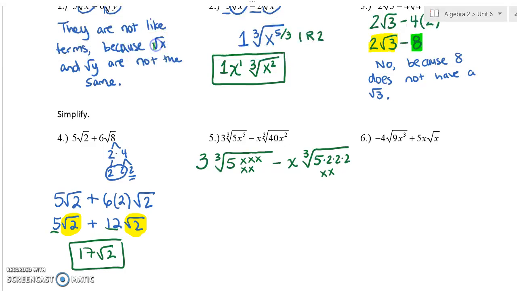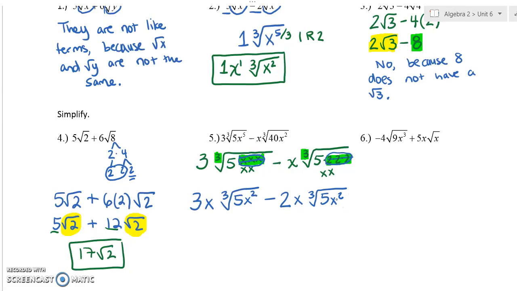And since we have a little 3 on the outside, what that means is we need groups of 3 to take out. So this x could come out. And in the second cube root, this 2 can come out. So we're going to go ahead and move those outside, and everything else I haven't highlighted will stay in. So we have a 3 that's already outside. This x now comes outside, getting rid of all of them, and we are left with the cube root of 5x squared. And then minus, we have now the number 2 coming out, and then we have an x that's already outside, and then we have the cube root of 5x squared staying inside.